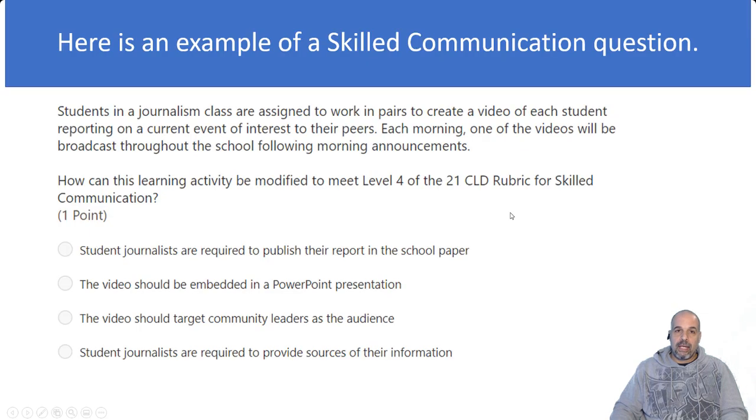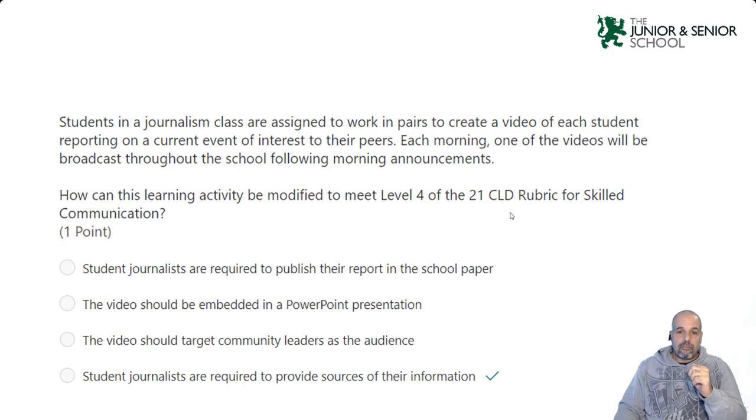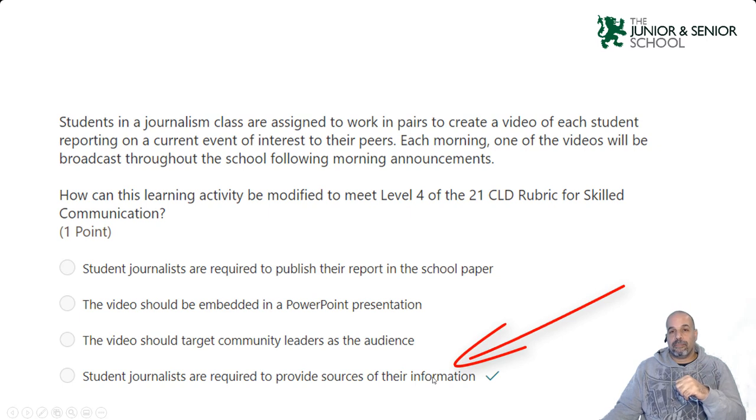And this is why, for the skilled communication rubric, it's important to read all of the question. And that will be the correct answer. Student journalists are required to provide sources of their information. Okay, and that will elevate this exercise at the top to a level 4.